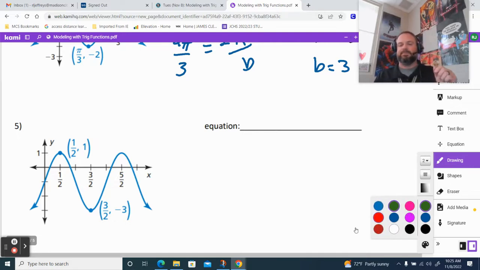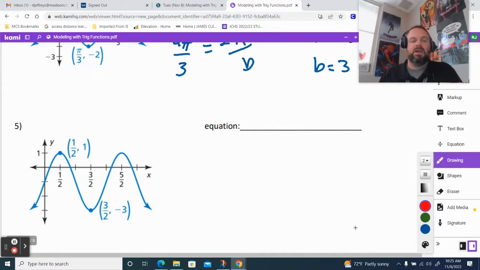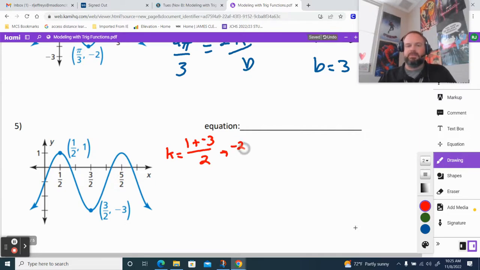So, our k value, we start with the k value. That would be our max plus our min divided by 2. So this is 1 plus -3, which is -2, divided by 2, which is -1. Awesome.